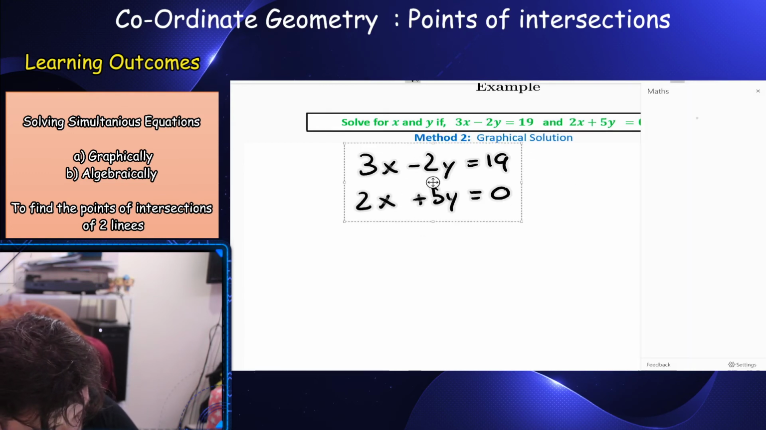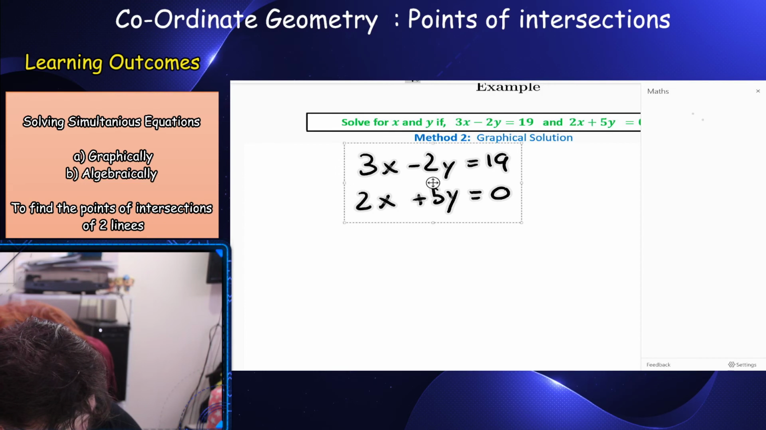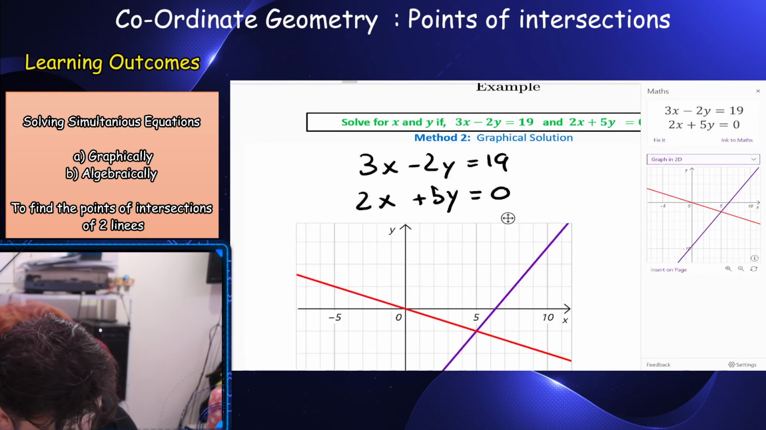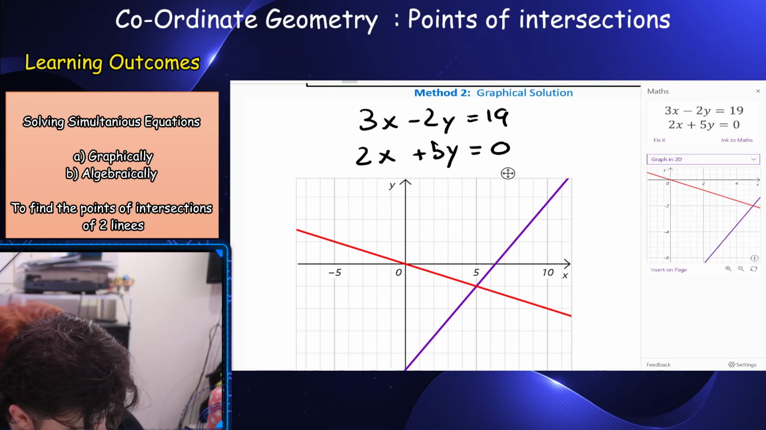The wonders of... No. Fix that, maybe. Hold on. Why? Ding dong. Bing, bong, bong. Graph in 2D. Insert on page. There it is. There's the equation. I'm going to zoom it in a little bit, maybe.